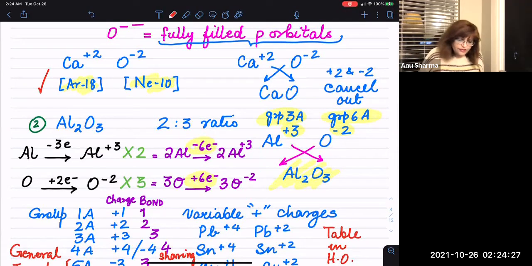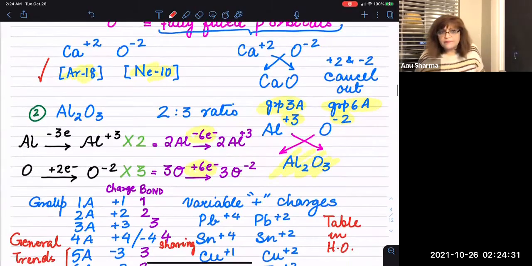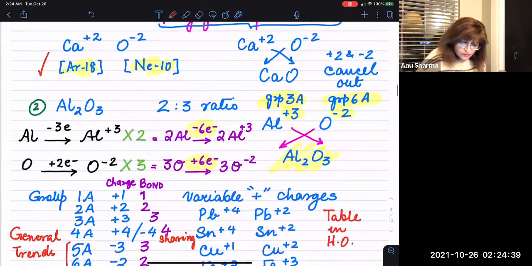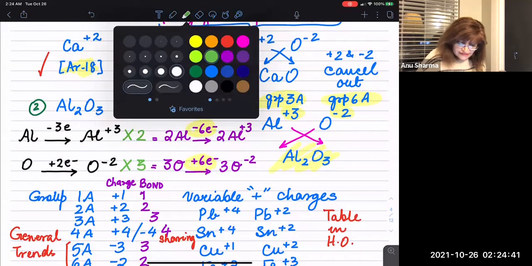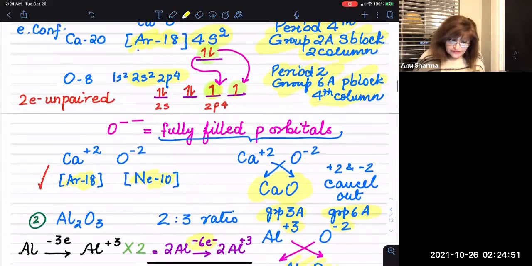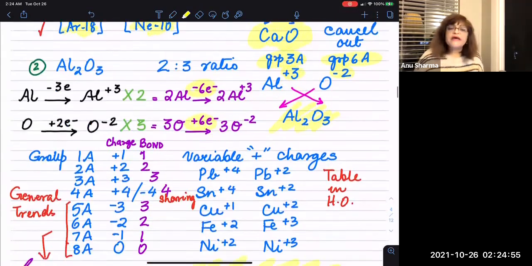Okay, now we already know another thing, that calcium is in group 2A, oxygen is in group 6A, plus 2 and minus 2 cancel out, and we just get the formula CaO. So CaO is the actual calcium oxide. Technically it's a 1 to 1 ratio because of how the electrons can be moved and placed. Now look at aluminum and oxygen.